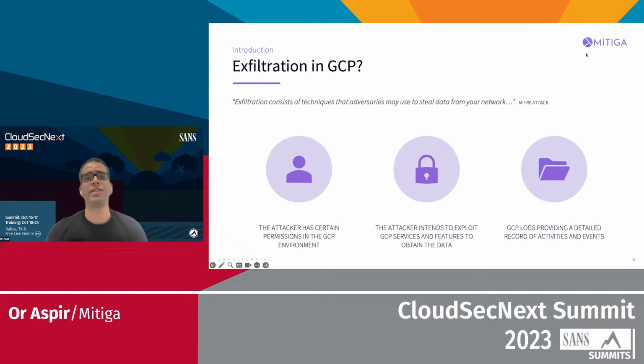So, exfiltration in GCP. What is exfiltration exactly? Exfiltration is all about stealing your data from your network, from your endpoints, from your resources, and cloud included.